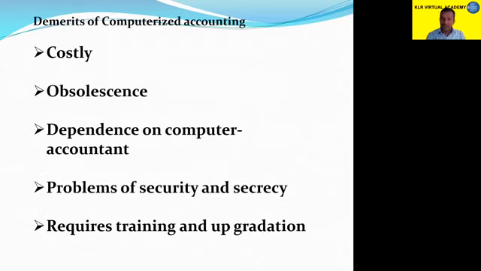The next one, same. We have some demerits also in computerized accounting. First one, a very costly affair, because it involves purchase of computer hardware, computer software, and accounting software also. Of course, this is a one-time investment. Don't think that it is a regular activity, right?